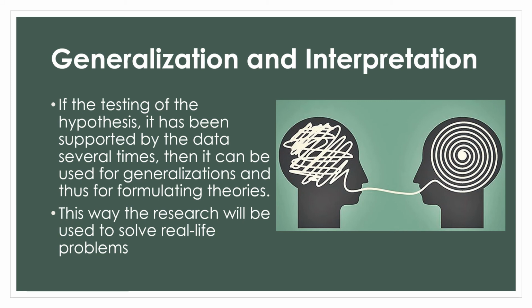Generalization and interpretation. Previously we analyzed the data, and the data is available in graph form or in table form. Further, if the testing of the hypothesis has been supported by the data several times, then it can be used for generalizations. That means every time I collect this data, every time I get the positive hypothesis, yes, I can generalize it. So generalization is something which is common for the data which I have collected, and thus formulating the theories. This way the research will be used to solve real life problems.